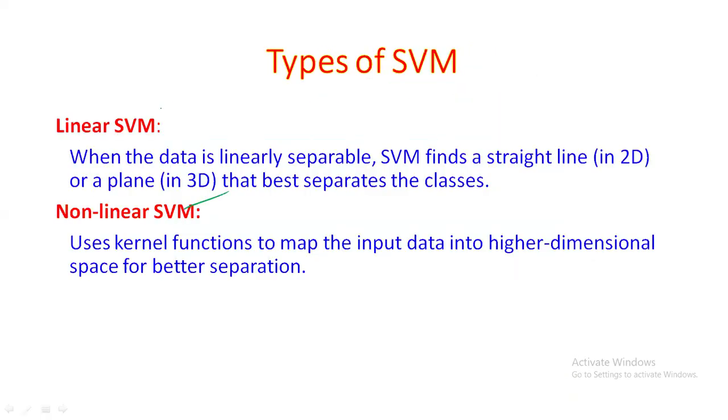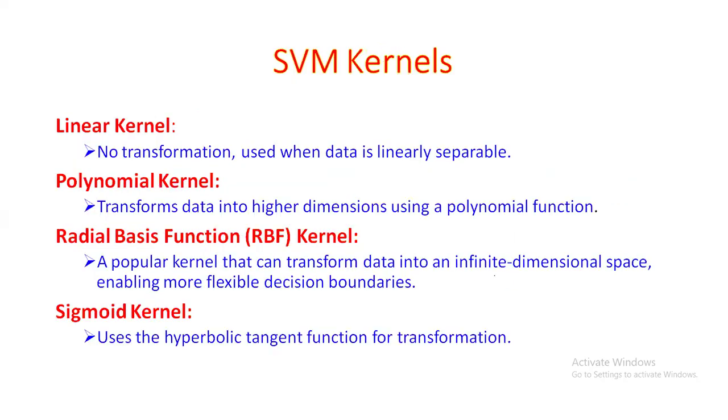There are two types of SVMs, linear SVM and non-linear SVM. In linear SVM, the data is linearly separable, and SVM finds the straight line, that is in 2D, or a plane, that best separates the classes. In non-linear SVM, it uses a kernel function to map the input data into a higher dimensional space for better separation. The SVM kernels are the linear kernel, where no transformation is required and it is used when the data is linearly separable, and the polynomial kernel, which transforms the data into higher dimensions using a polynomial function.